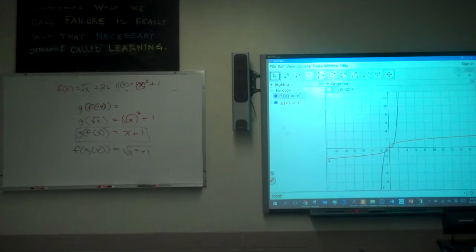Well, if I go f of g of x, I get that line right there. So that's f of g of x. That makes sense? Now I'm going to do g of f of x. And what happens is I get the exact same line, don't I? So in that situation, those two things are commutable.